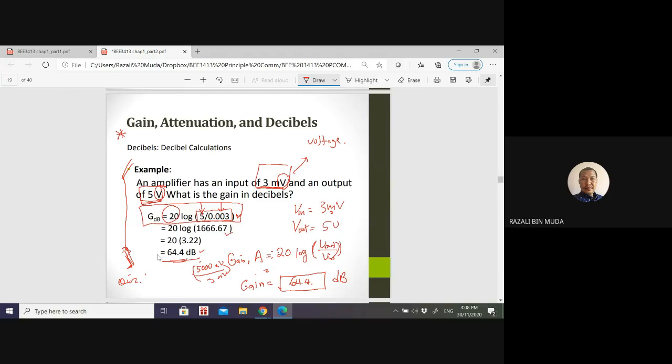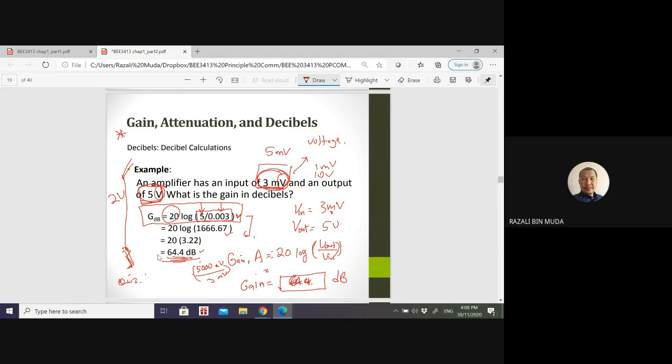You need to calculate this. Maybe here 5 millivolt, and here maybe 2 volt. We change the value here. You and your friend will get different values. Maybe your friend gets 1 millivolt, and here is 10 volt. So you need to calculate here. Okay, and make sure you write the answer correctly.